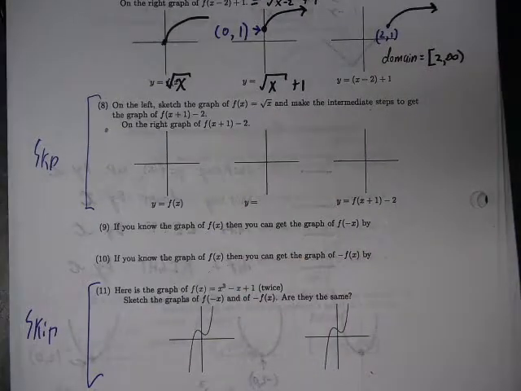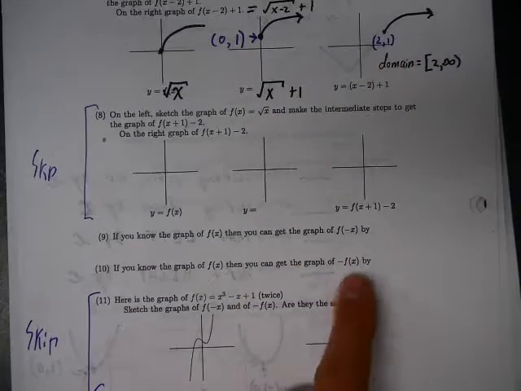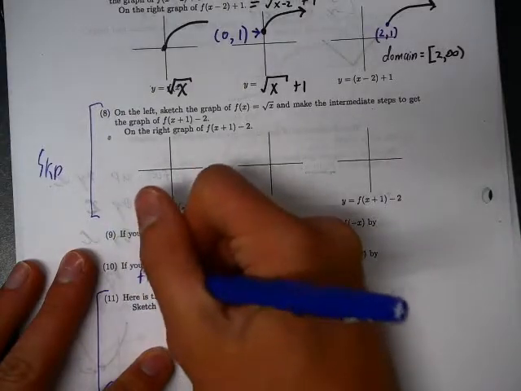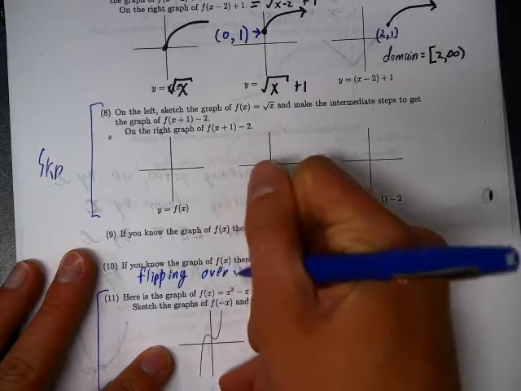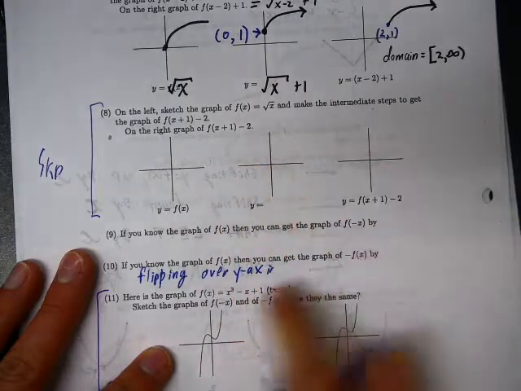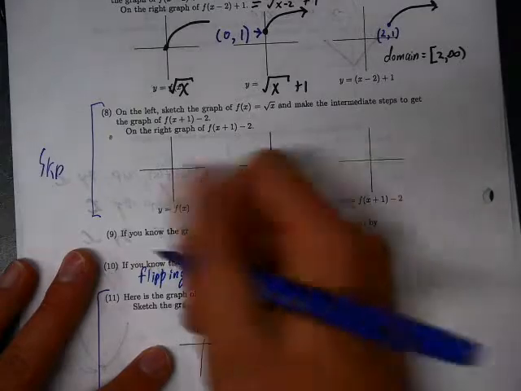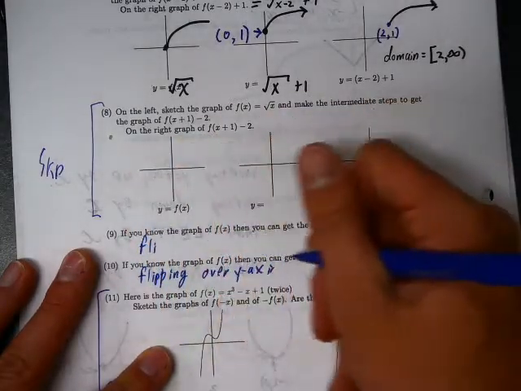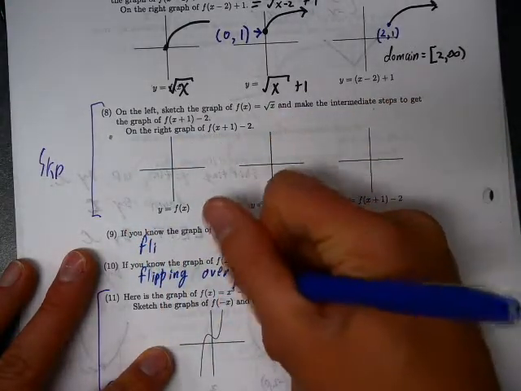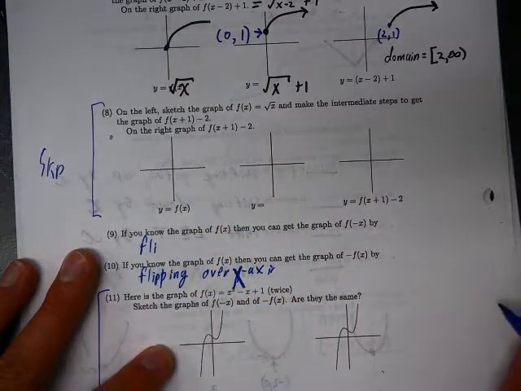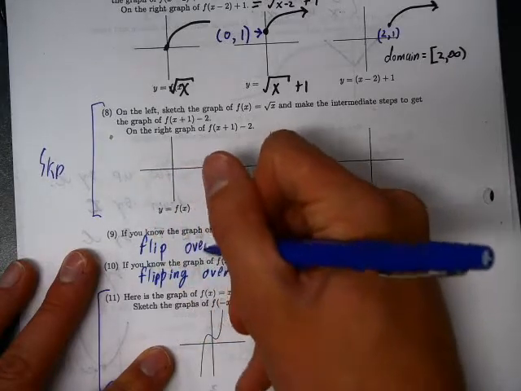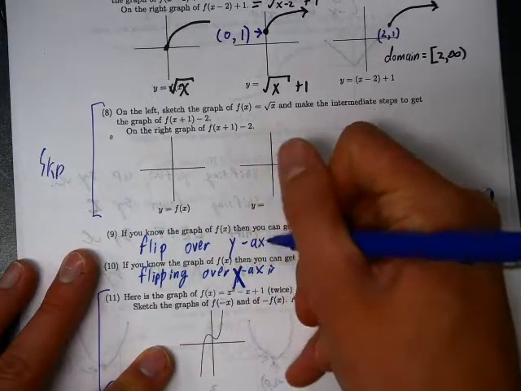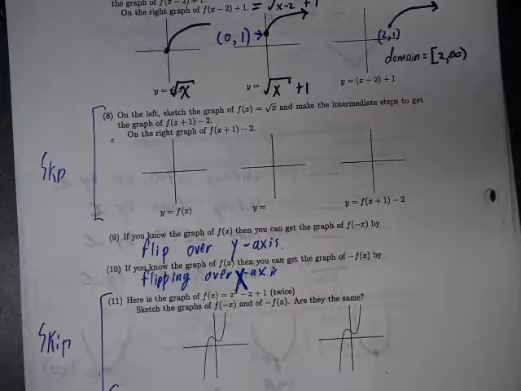If you know the graph of f of x, you can get the graph of negative f of x by flipping over the y-axis. If you know the graph of f of x, you can get the graph of f of negative x by flipping, no, I said x-axis and not y-axis. If you want to get the graph of f of negative x, you flip over the y-axis. Everyone feel okay with that?